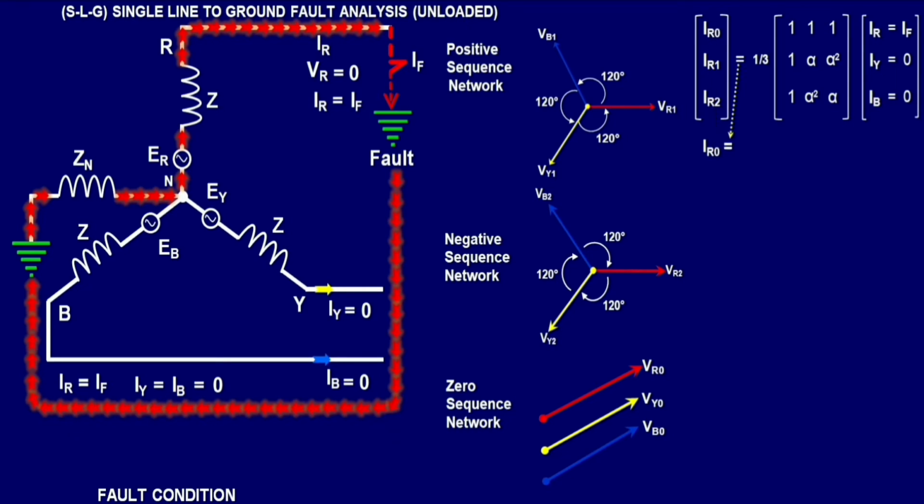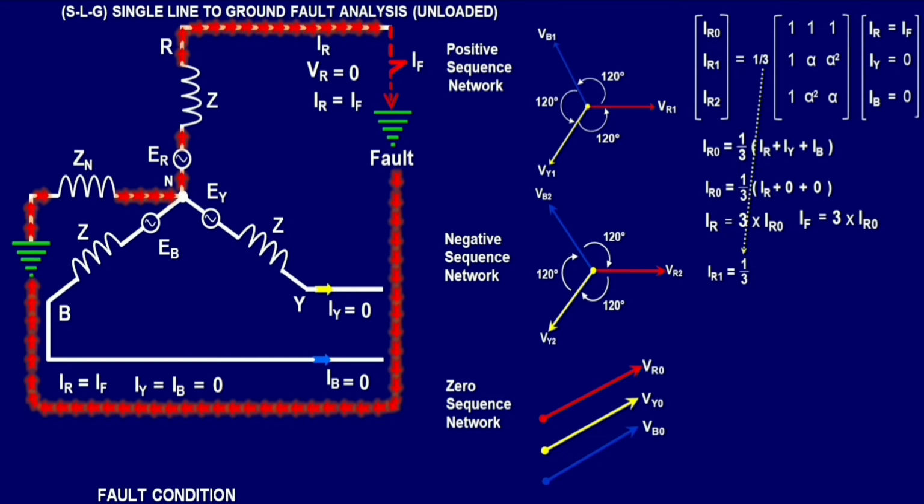IR0 equals 1 by 3 times 1 times IR plus 1 times IY plus 1 times IB. IR0 equals 1 by 3 times IR plus 0 plus 0, since IY equals 0 and IB equals 0. Let us simplify: IR equals 3 times IR0. Since IR equals IF, IF equals 3 times IR0.